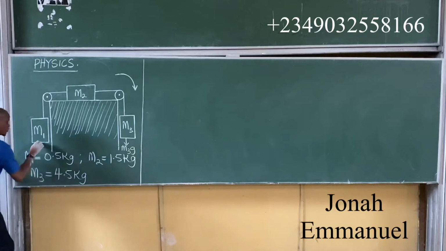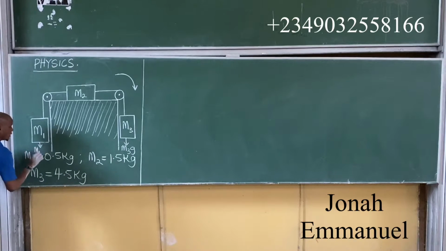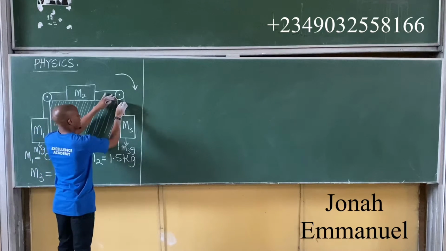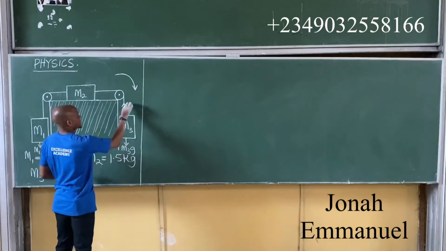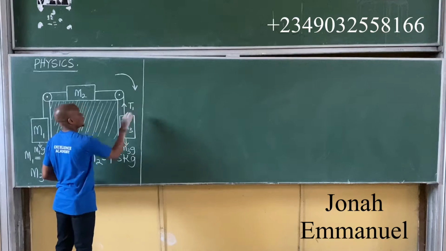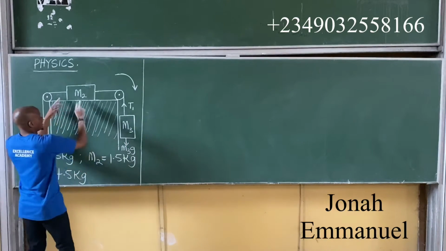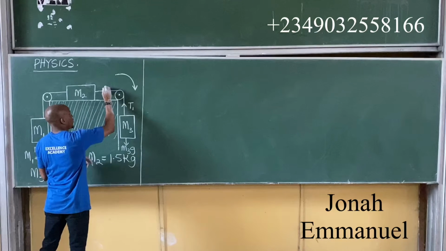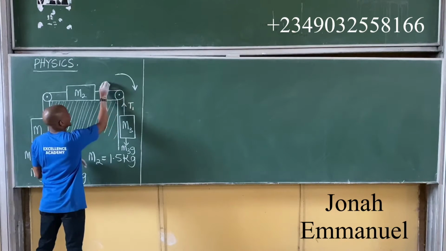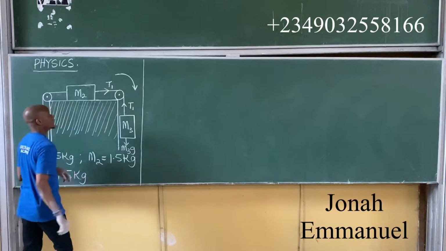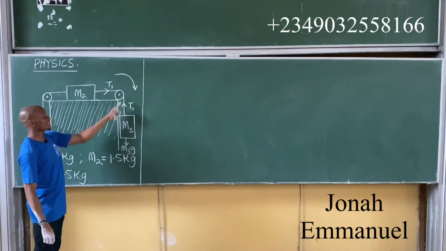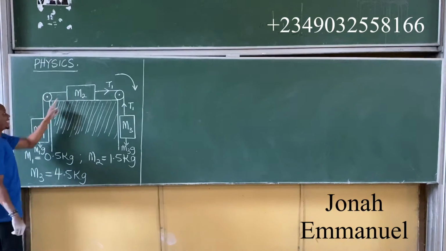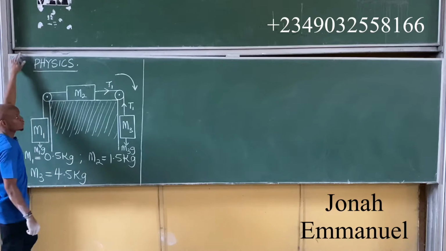M3G. This one becomes M1G. So M1G here, M3G. This one goes up, that's T. Let's call this T1. This force should be dragging this way. I'm calling this T1. Now observe that this string starts here and stops here. A second string starts here and stops here. So I'll have my T2 here.